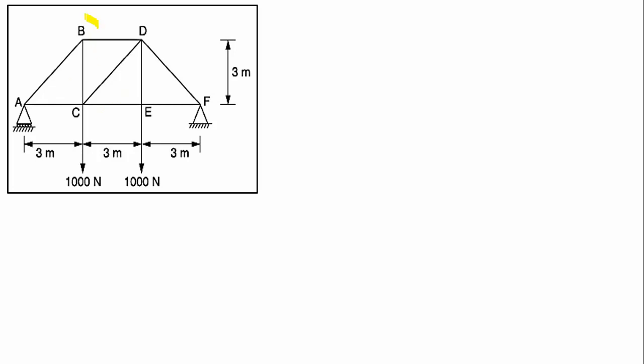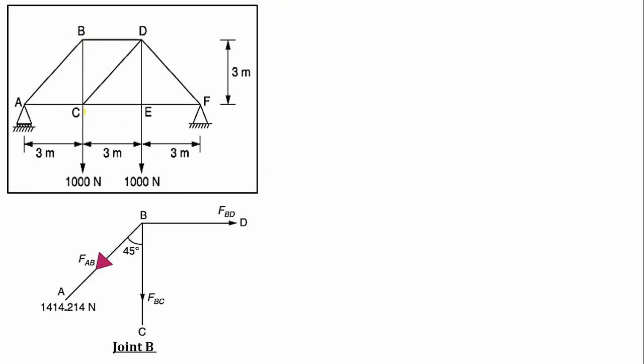For example, if I select this joint B now, this AB is already known to us, and only this is unknown and only this is unknown. We have 2 unknowns, so we can solve this joint B. So we will solve this joint B now.